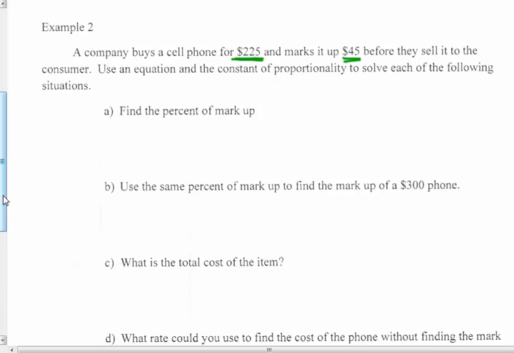Find the percent of the markup. Well, the markup, that's part of what you pay. That's the y. A company buys a cell phone for $225. That's the cost. That's the x. So if I want to find the percent, the y over the x is going to give me the rate of percent, which is the k. Or I could say the is over the of is going to give me the percent over 100.